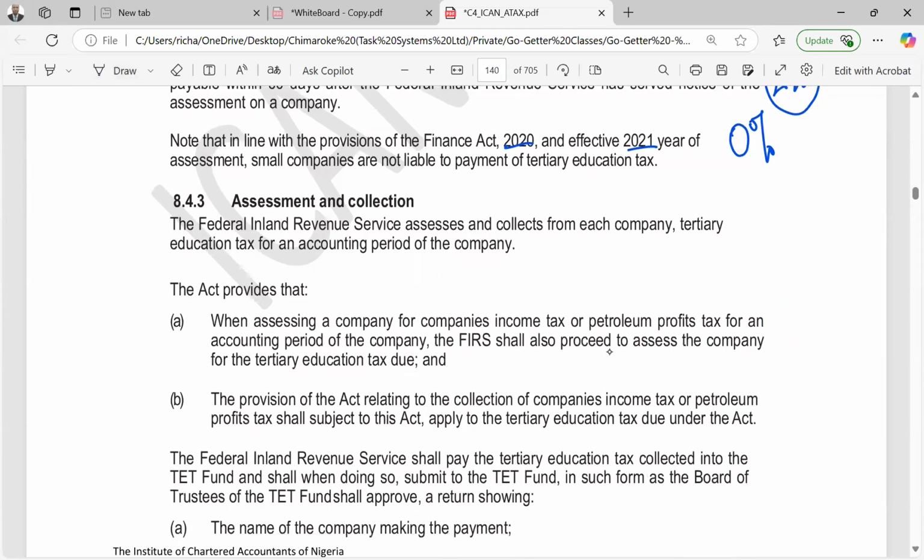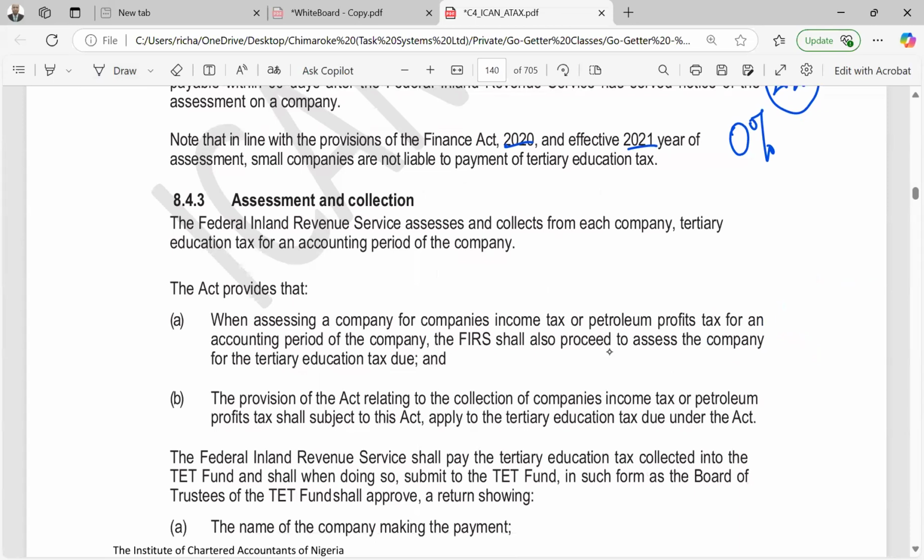Now, the FIRS is the custodian. They are the people who help the government to assess TET, we'll call it TET for now, and they collect the taxes from the companies. Now, because companies all pay their taxes to the FIRS, where you pay your CIT is the same place you pay your TET. And so they help collect those funds.